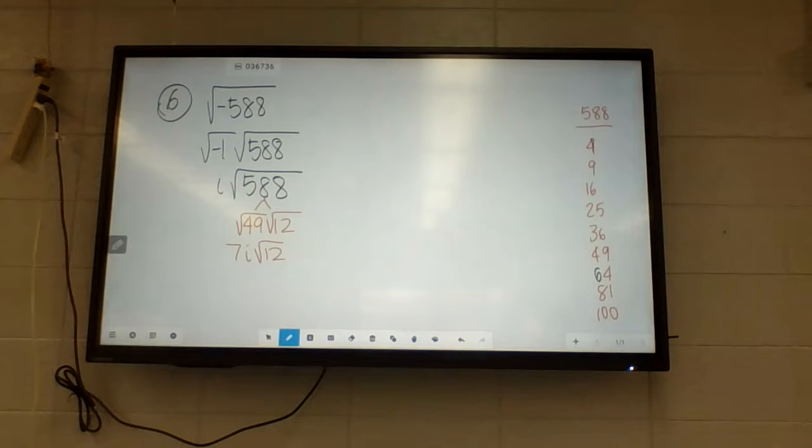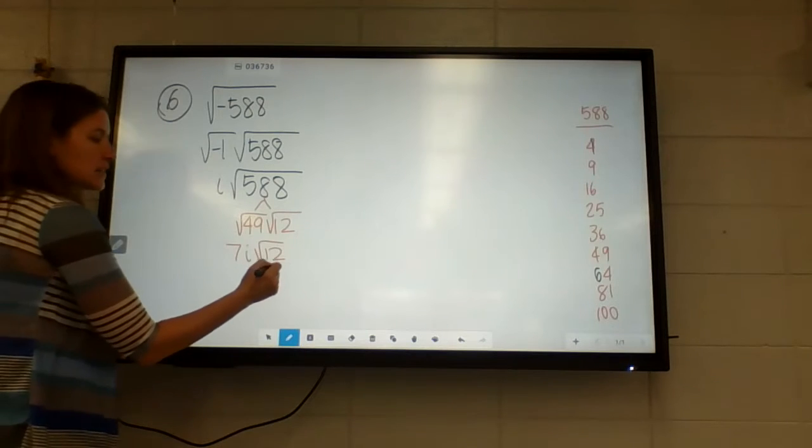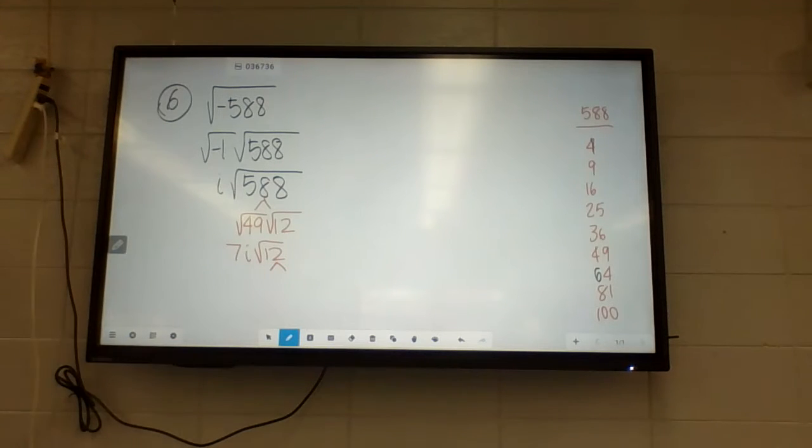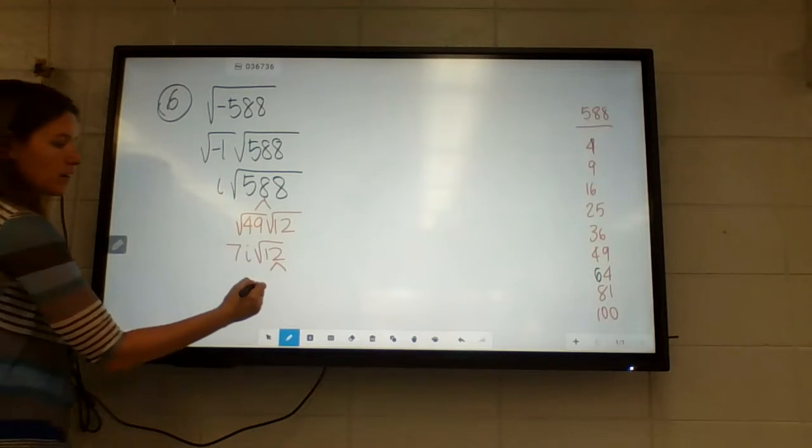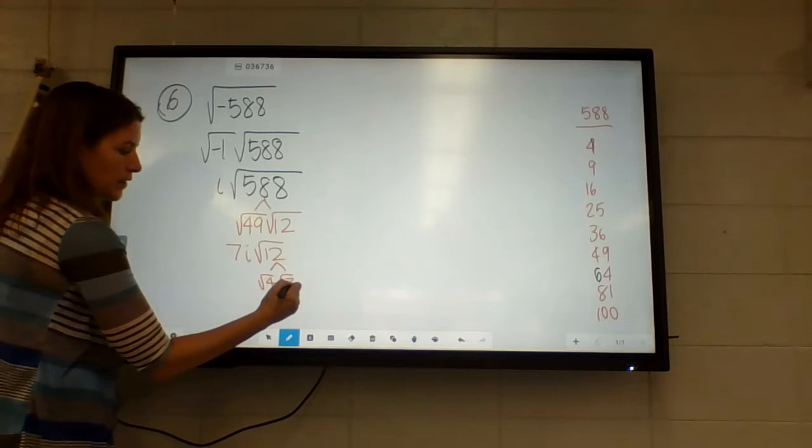However, the square root of 12 can still be simplified. So if you stopped here, you're super close. You can go a little bit further though. The square root of 12 has a perfect square that goes into it. It's 4. So I can take the square root of 4 out, which is 2. So this becomes 7 times 2i. So it would be 14i square root of 3.